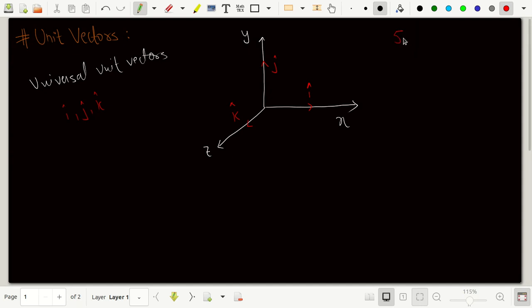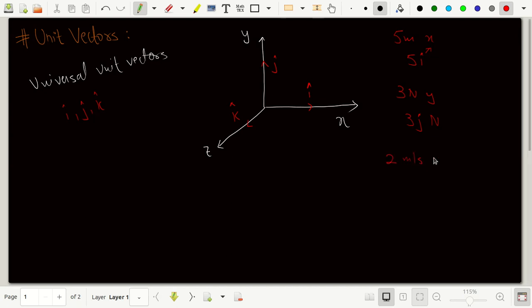If I want to move 5 meters in the x direction, I'll say I'll be moving 5i. This i cap has a unit magnitude and a direction, so it suggests that I am traveling 5 meters along the x axis. And if I want to apply a force of 3 newtons in the y direction, I'll say I'll be applying 3j newtons, where j represents the direction along the y axis and 3 is the magnitude.